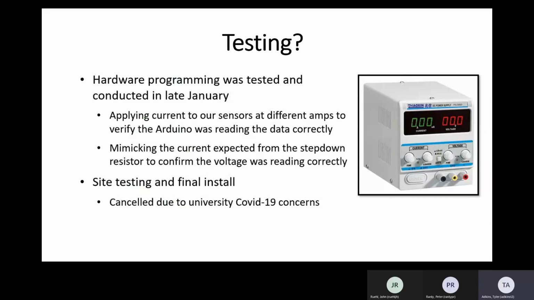So testing, this was the big part. Hardware programming was tested in late January, just seeing that everything worked. So we applied current to our sensors at different amps to verify the Arduino was reading data correctly, and mimicking the current expected from the step-down resistor, so we can confirm the voltage was reading correctly. And a lot of that was scaling things in the Arduino code and changing it, seeing how fast we could change current and voltage and how fast we could pick it up. And finally, site testing and final install.